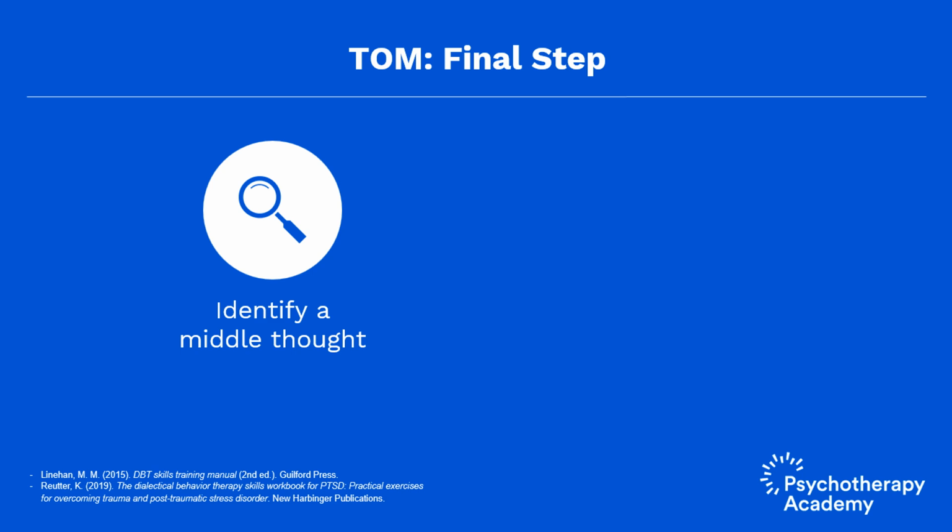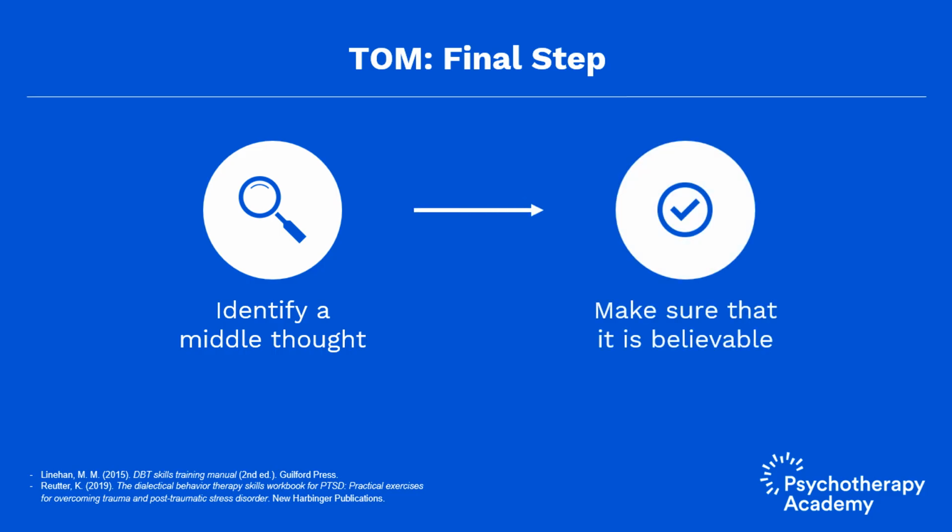And so, for example, that might be, well, maybe I am still a tad pleasantly plump, but I am also really proud of all the weight I've lost so far, right? So you want to make sure that middle thought is believable to the client. Okay, so that's the process: thought, opposite, middle. But I just want to make a few more points about this process.